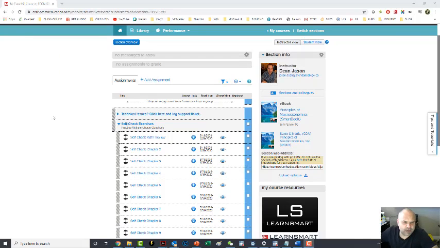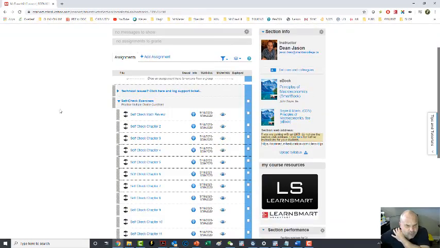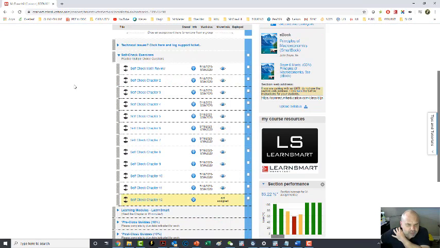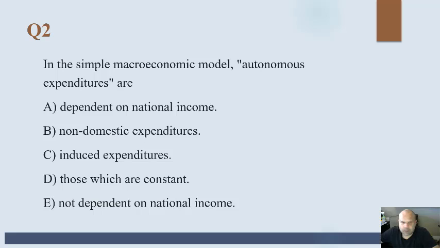I also just want to point out that there are practice multiple choice questions on the Connect platform. If you go into the Connect platform, you can see that there's things called self-check exercises. So these are practice multiple choice questions that you can do, and you can do all the way from chapter 3 to chapter 11. So again, the exam will be on 3 to 11. However, most of the questions will be from 8 to 11.